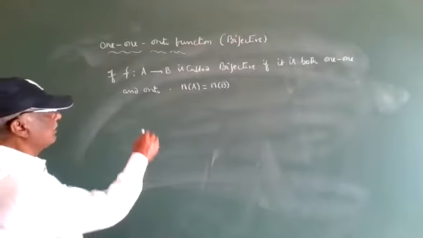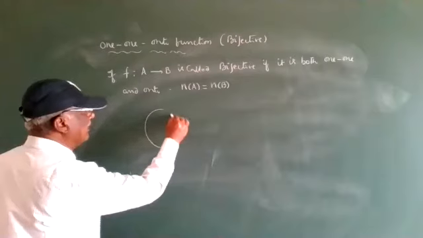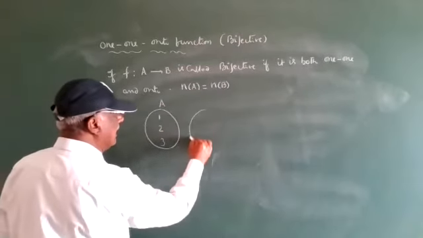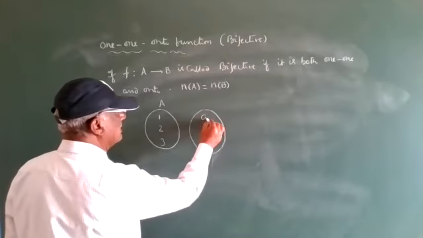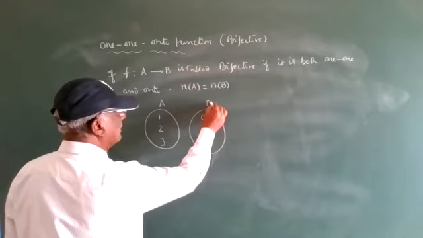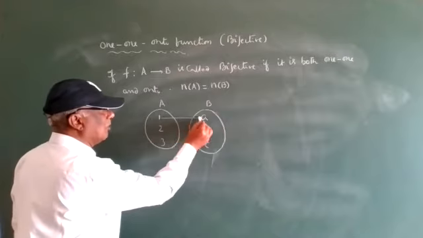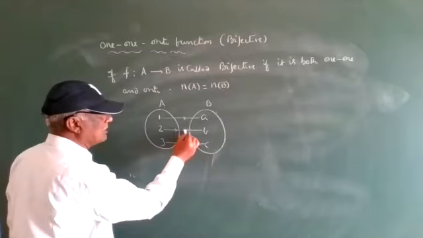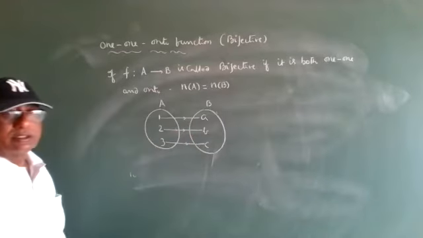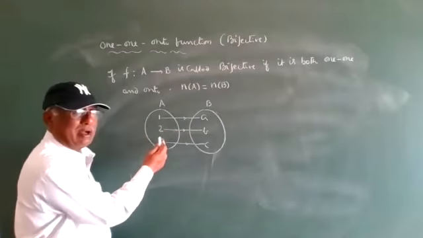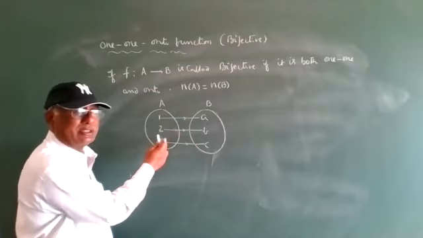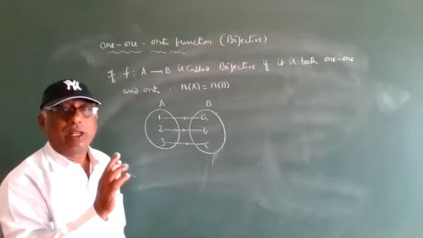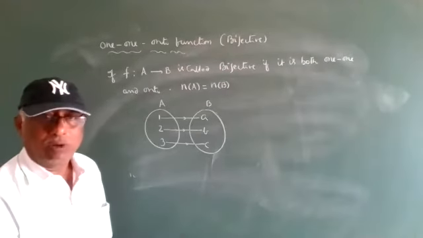Everyone observe. In the figure, A set elements are 3: 1, 2, 3. B set elements are also 3. Next, 1-1 means one element has one image. Therefore, different elements of A set have different images. That means one element has one image. Therefore, it is a 1-1 function.